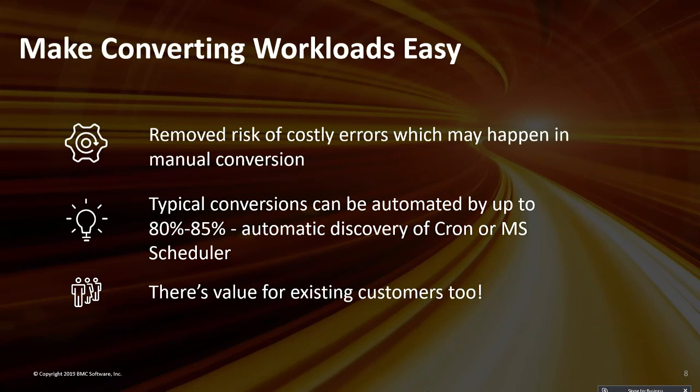Our customers tell us that they have automatically converted up to 80–85% of their conversion. And additionally, organizations that are converting from cron tabs or Microsoft Scheduler can enjoy the automated discovery to find those tools and convert them into Control-M. And last point, but not least, there is value also for existing customers because organizations which are expanding and bringing new workloads can leverage the conversion tool to consolidate scattered schedulers, applications, and homegrown infrastructure into Control-M.